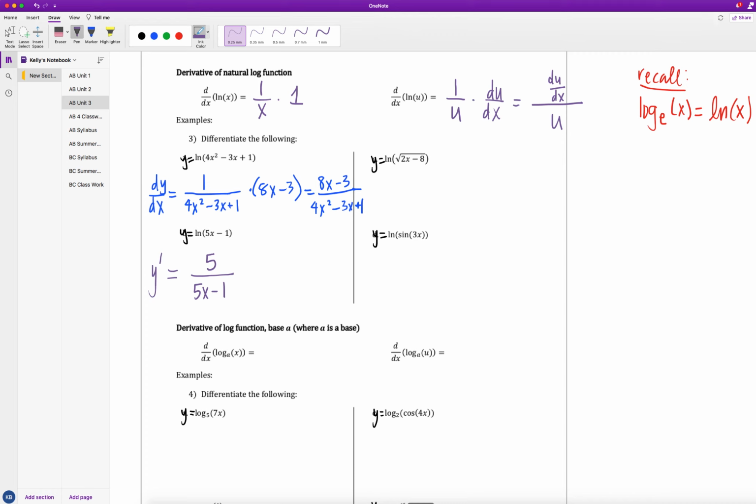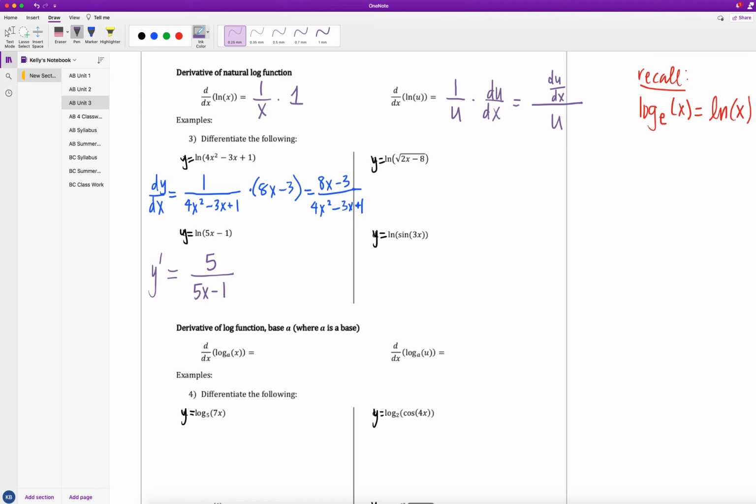One thing I do want to point out is you cannot cancel these 5s because the whole factor in the denominator is 5x minus 1, and it could only cancel if you had a 5x minus 1 in the numerator. Although it's tempting to want to say that I can cancel those 5s, I cannot do that because then I'm ignoring what's happening over here with the negative 1, which is part of that denominator.